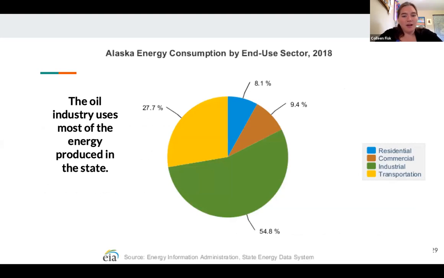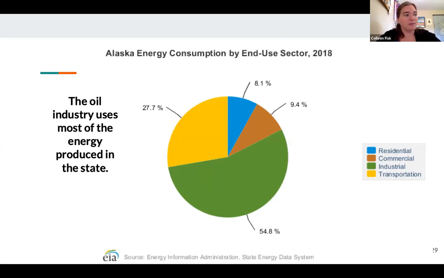Okay, I also wanted to point out who is using this energy. The residential is about 8%. So those of us who live here are only using about 8% of that energy. It's the industry that's doing it, which is mostly oil industry, some mining industry as well, maybe a little bit of our tourism, of course, not so much this year, but they're the ones who are using the biggest part of this energy pie.